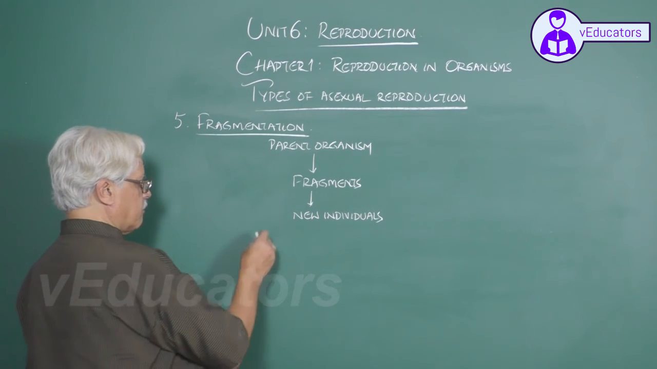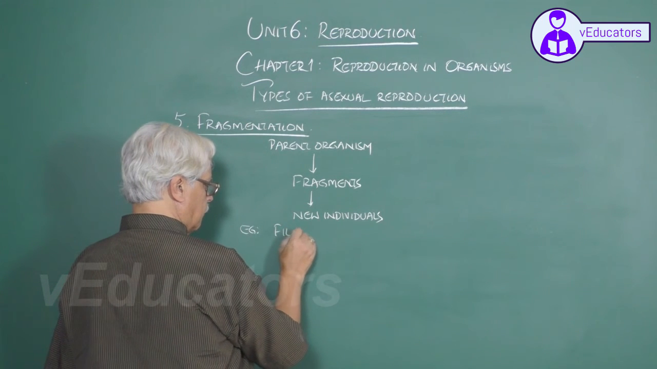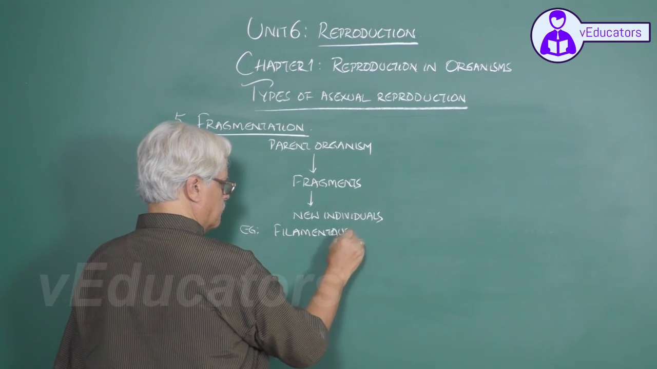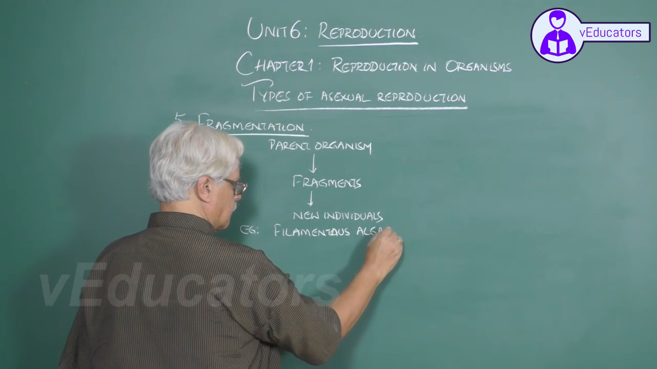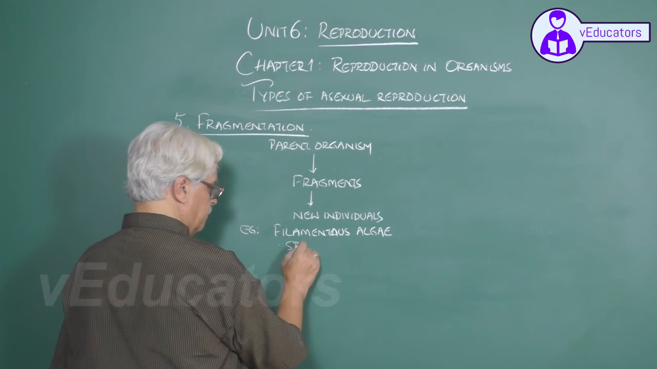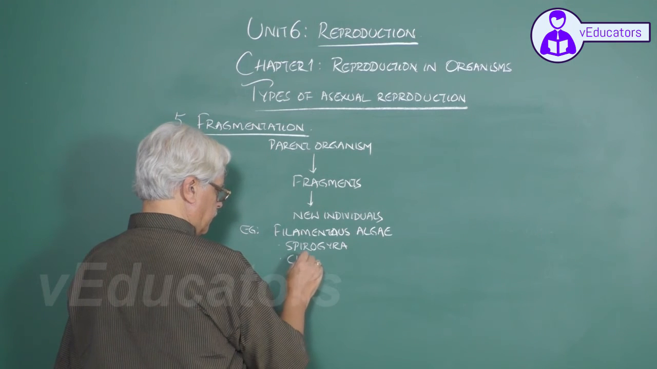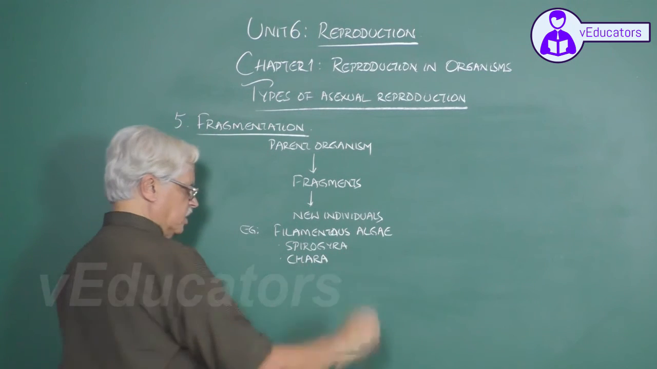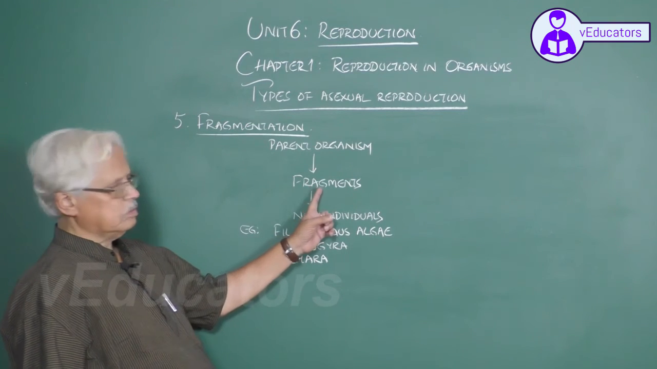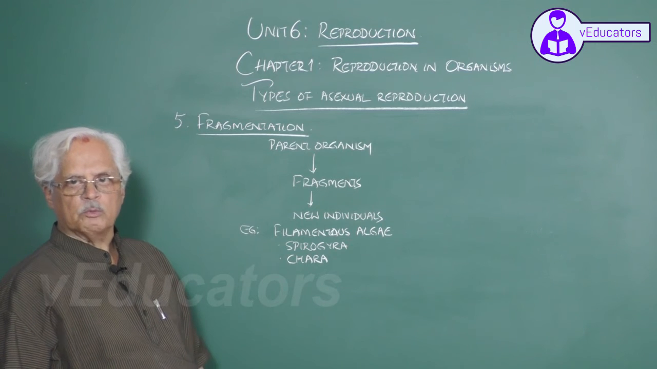Classical examples for fragmentation can be seen in filamentous algae. For example, you have heard of examples like Spirogyra, Chara. In such algae, the filament breaks into several fragments, and each fragment develops into a new plant body.